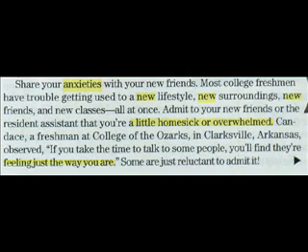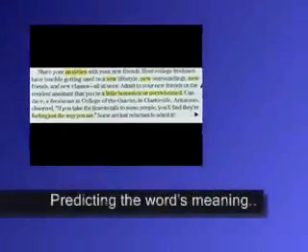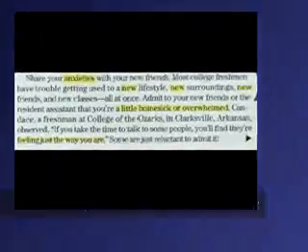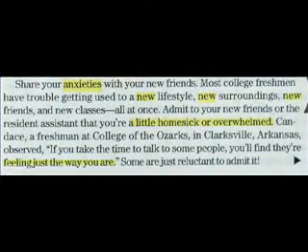Alright, so I reread, I read ahead. I still am having trouble with that word. I think I know what it means based on the rest of the paragraph, but I'm going to try to attack the word or break it up into parts. Sounding it out didn't really work. Angst.